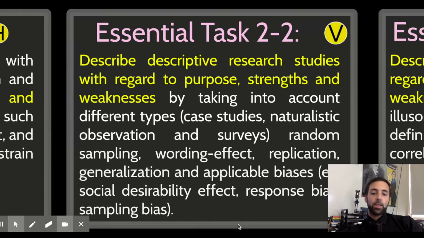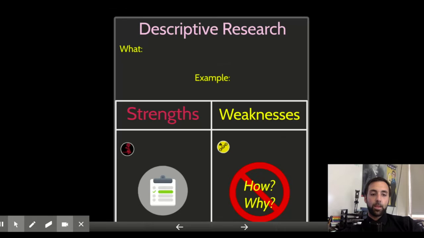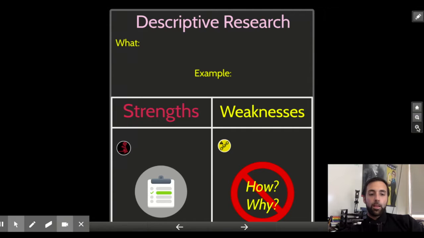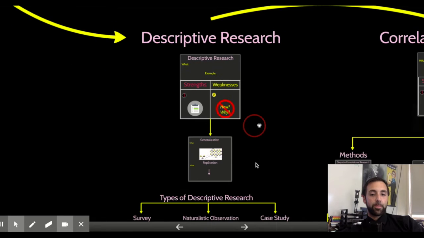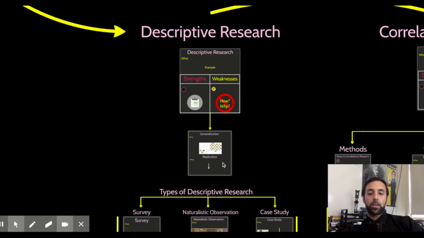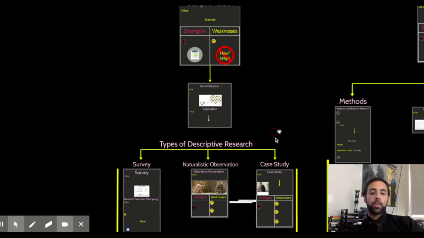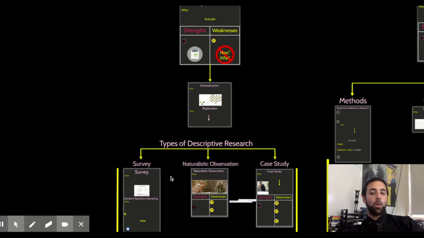For this concept map, I advise a vertical piece of paper. I'll give you a zoomed out view in just a second so you can see what I'm talking about. This concept map involves describing what descriptive research is, talking about a couple foundational terms in the second box, and then the bulk of the essential task are these three columns below, where we're going to describe the specific types of descriptive research. Again, surveys, observations, and case studies.